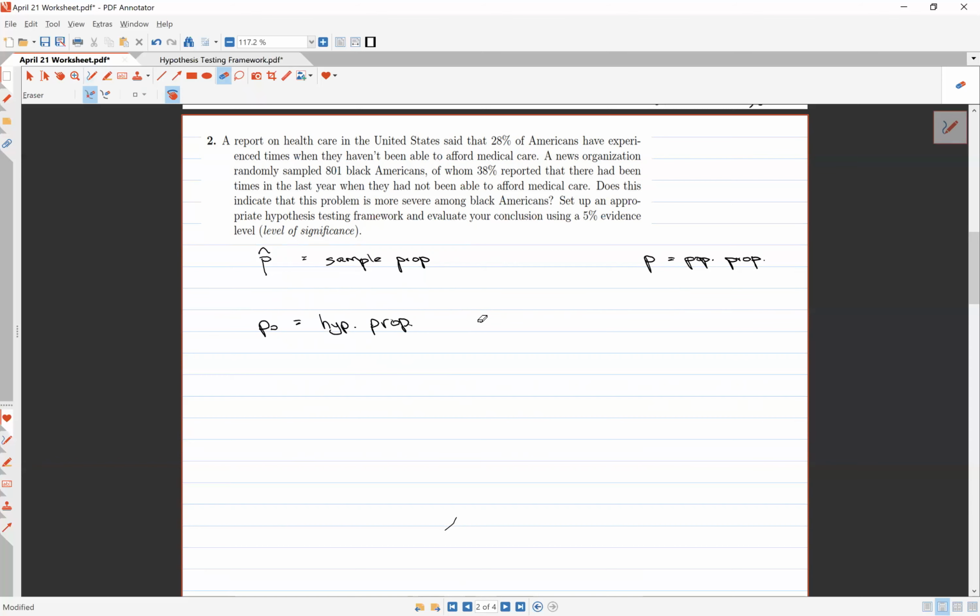Now, a sample of 801 Black Americans was taken, and in the sample, 38% said they didn't have sufficient access to health care. So the sample proportion is 0.38. The hypothesized proportion will always correspond to what had previously been believed to be true, or the status quo, whatever has been believed to be the truth up to this point.